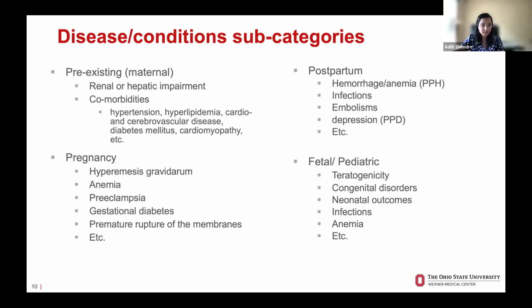pregnancy-specific ones that come to mind are preeclampsia, gestational diabetes, and postpartum hemorrhage or depression, and then the pediatric focus, like congenital disorders and neonatal outcomes. Of course, I'm just mentioning a handful of these. There are a whole lot of them, and we'll have to figure out which ones are of interest.